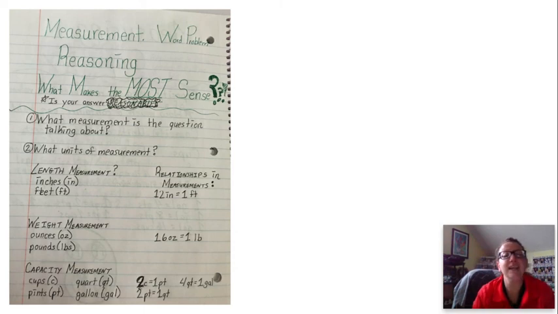And if it's asking you to measure how much a container will hold, then we're talking about capacity. So always make sure that you know what measurement the question is talking about. Then think about what are those units of measurement for that. And then last, is your answer reasonable?